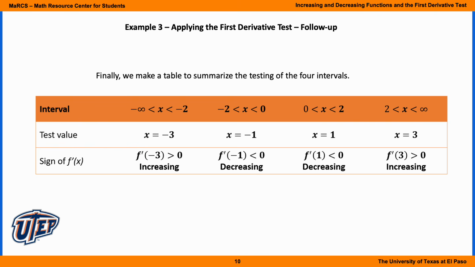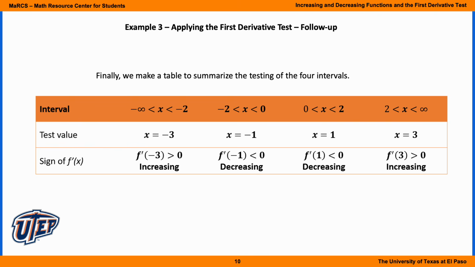The first one will be the open interval from negative infinity to negative 2. So we choose the test value x equals negative 3. We get that f prime of negative 3 is greater than 0, so that means our function is increasing on that interval. Our next test interval is the open interval from negative 2 to 0, so we choose the test value x equals negative 1. F prime of negative 1 is less than 0, so that means that our function is decreasing on that interval.